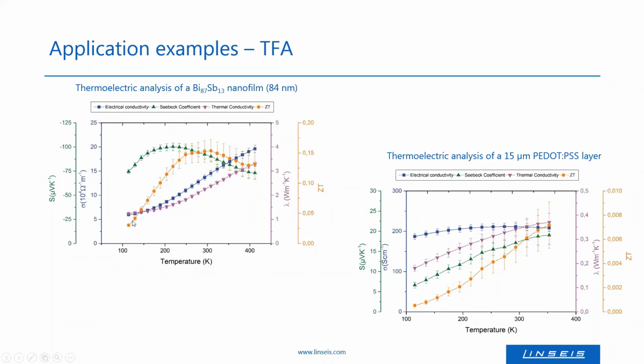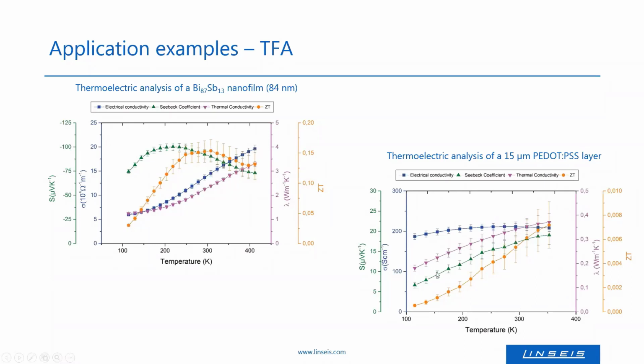You can see that the figure of merit is increasing with temperature, and slightly decreasing here at the higher temperatures of this measurement. The maximum value found in this measurement was about 0.16, and this point was measured at room temperature.